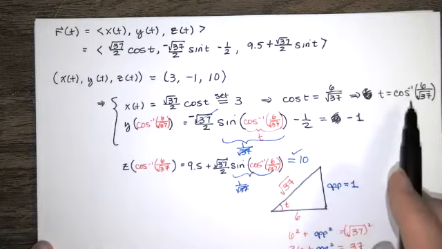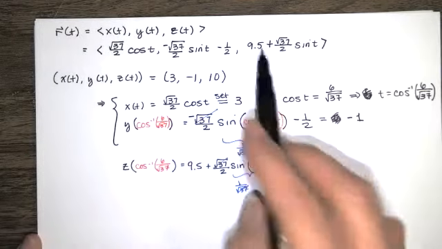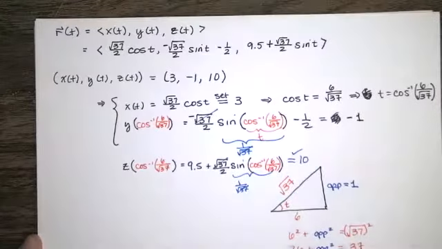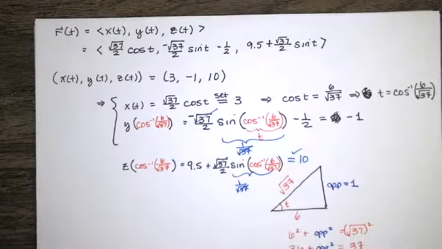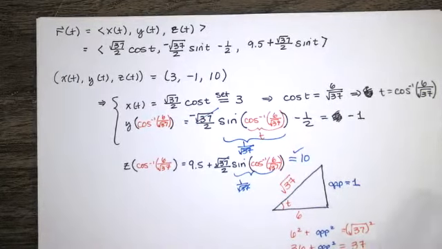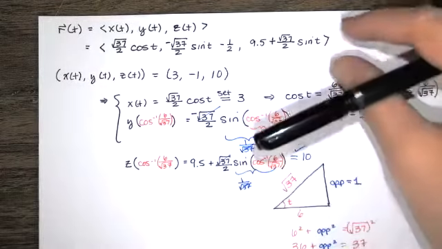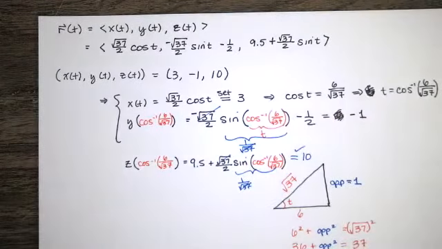So when t equals this, and y is given by this function, and z is given by this function, y is equal to -1, and z is equal to +10. Okay, so that was a lot of work just to verify that this point is on this curve.